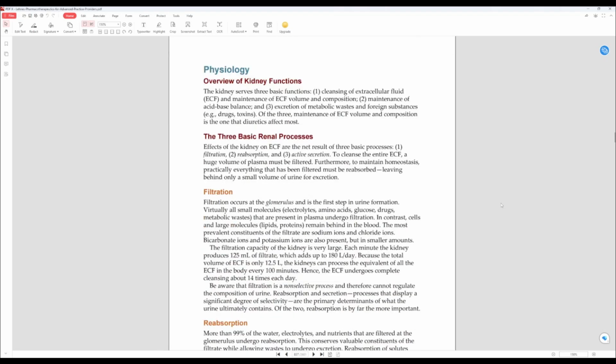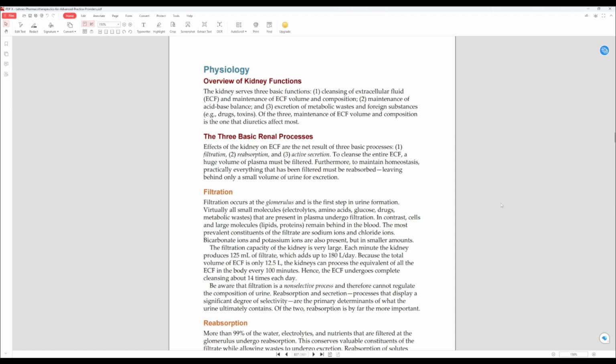So, looking at the physiology, the overview. The kidneys serve three basic functions: cleansing of extracellular fluid and maintaining of ECF volume and composition, maintenance of acid-base balance, and finally the excretion of metabolic wastes and foreign substances. Of the three, maintenance of extracellular fluid volume and composition is one of the ones that diuretics affect most. The three basic renal processes.